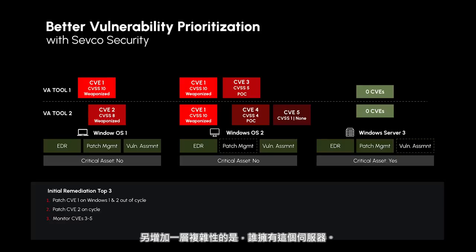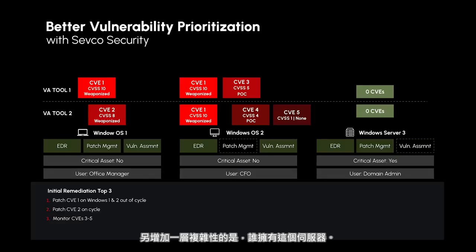Adding another layer of complexity is who owns the box. When we layer in user data, we can see Windows OS 1 is managed by the Office Manager, but 2 and 3 have interesting users associated with them. The CFO owns Windows OS 2, and you can imagine how an executive having a box missing patch management with a couple critical CVEs would be quite dangerous to the organization, as well as a Windows server with admin credentials on it and not knowing how many CVEs could be there and the relative level of exploitability of those CVEs.